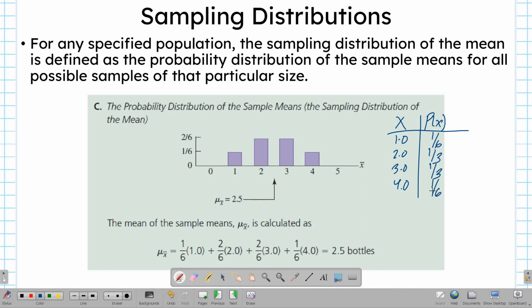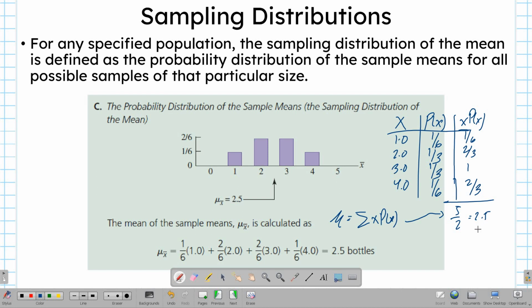With this in mind, we now get the mean of the sampling distribution, the expected value, which is again the summation of x times P(x). So we multiply x times P(x): 1 times 1/6 is 1/6, 2 times 1/3 is 2/3, 3 times 1/3 is 1, and 4 times 1/6 is 2/3. If we add all of these, we get 5/2, or 2.5.